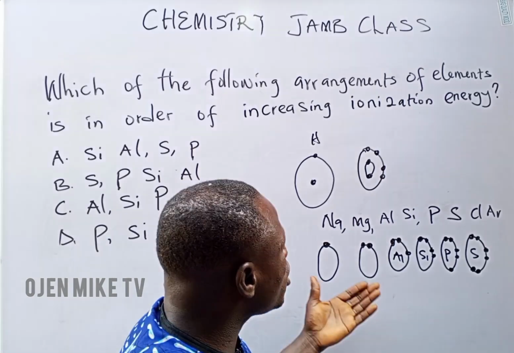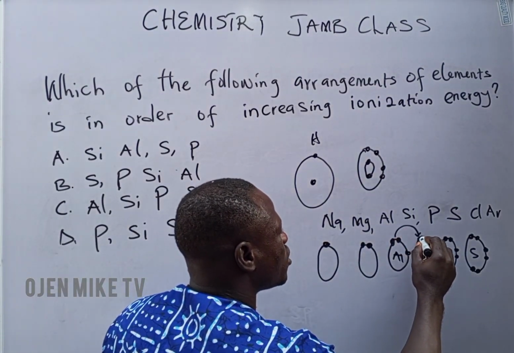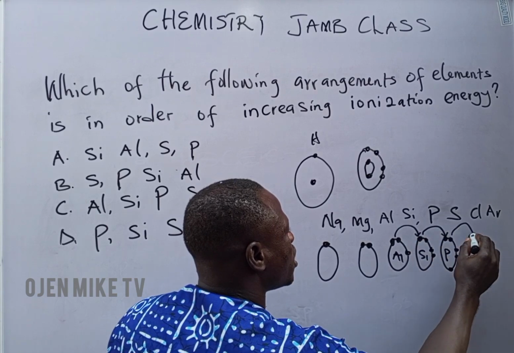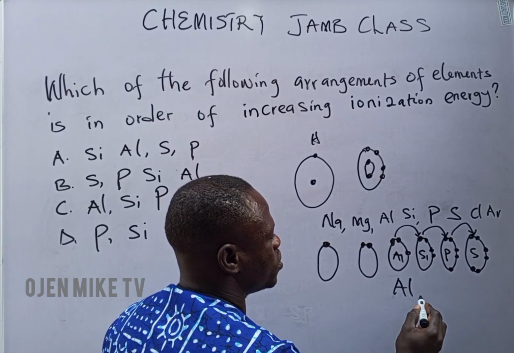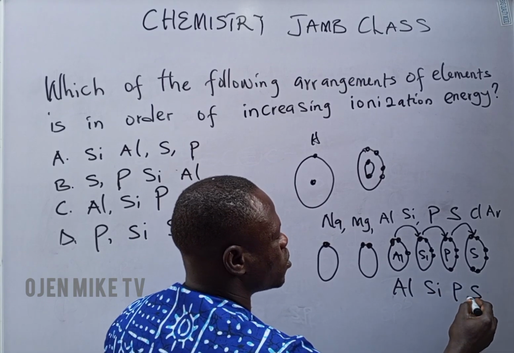So the increasing order will be what? From here to here, from here to here, from here to what? To here. So we have aluminum, silicon, phosphorus, and sulfur.